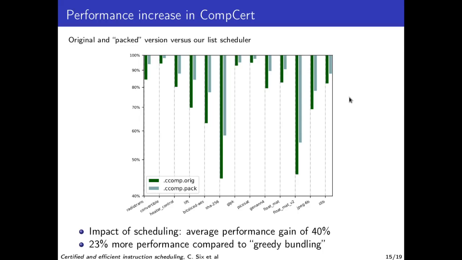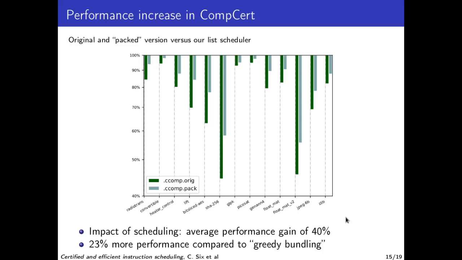We evaluated the scheduling impact in CompCert on a given set of benchmarks. Here we actually compare 3 versions. The first one is the original CompCert without any scheduling. The second is a restricted version of our scheduler where we pack the instructions together into bundles without changing their order. And the third version, which is the reference here, is our actual list scheduler. On this graph, you can see that the OOPSLA and pack versions are always worse than the scheduler. On average, we gain 40% more performance by doing scheduling compared to no scheduling, and we gain 20% more performance compared to just packing the instructions together.